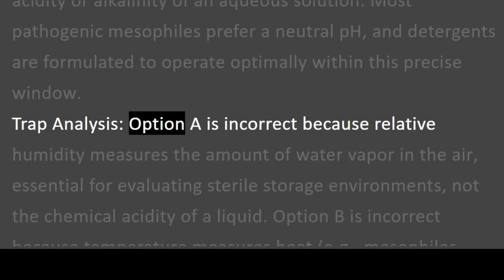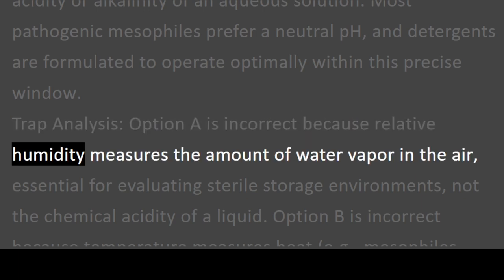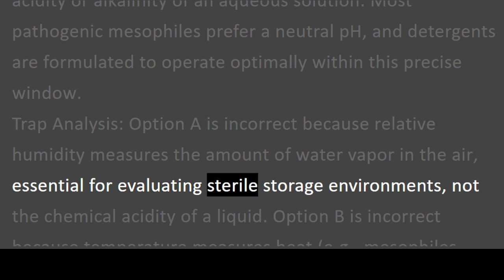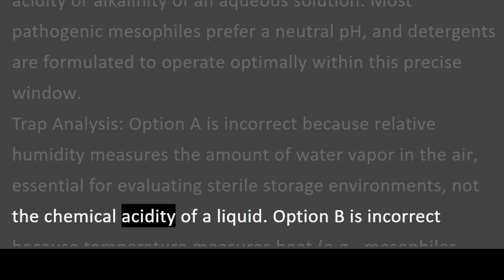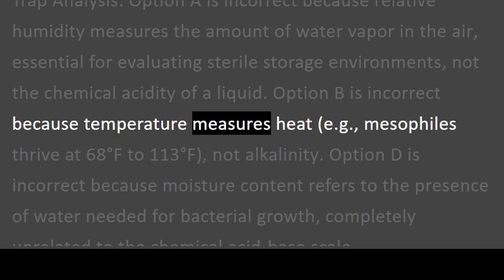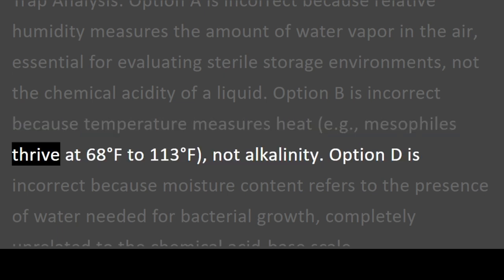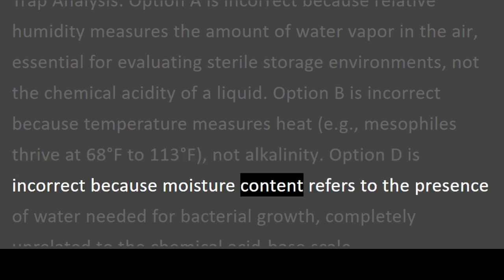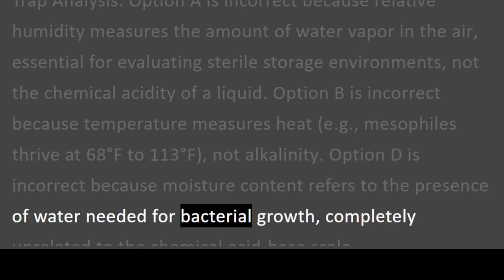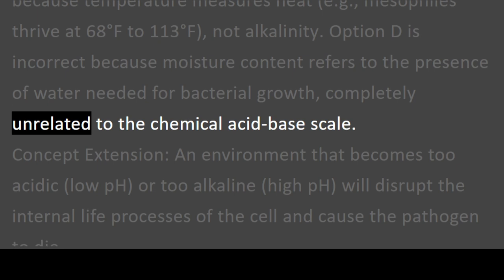Trap analysis. Option A is incorrect because relative humidity measures the amount of water vapor in the air, essential for evaluating sterile storage environments, not the chemical acidity of a liquid. Option B is incorrect because temperature measures heat, e.g., mesophiles thrive at 68 degrees Fahrenheit to 113 degrees Fahrenheit, not alkalinity. Option D is incorrect because moisture content refers to the presence of water needed for bacterial growth, completely unrelated to the chemical acid-base scale.